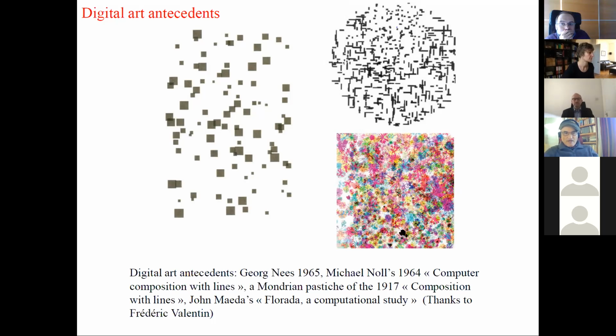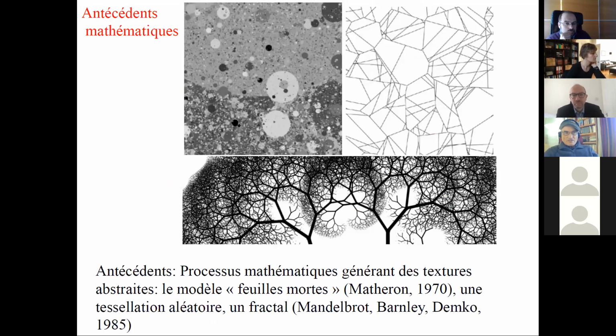Also, John Mayda. This is again a composition. All of these compositions, as you see, have a structure. But what is the structure? This is what I want to discuss in a moment. In fact, to say it immediately, what they have in common is that they are throwing shapes pseudo-randomly onto a surface. So it's quite close, in fact, to this model here called the dead leaf model.